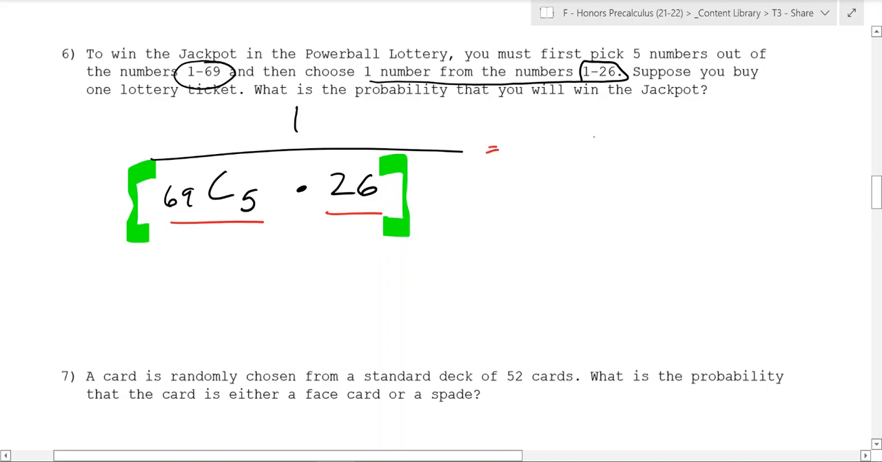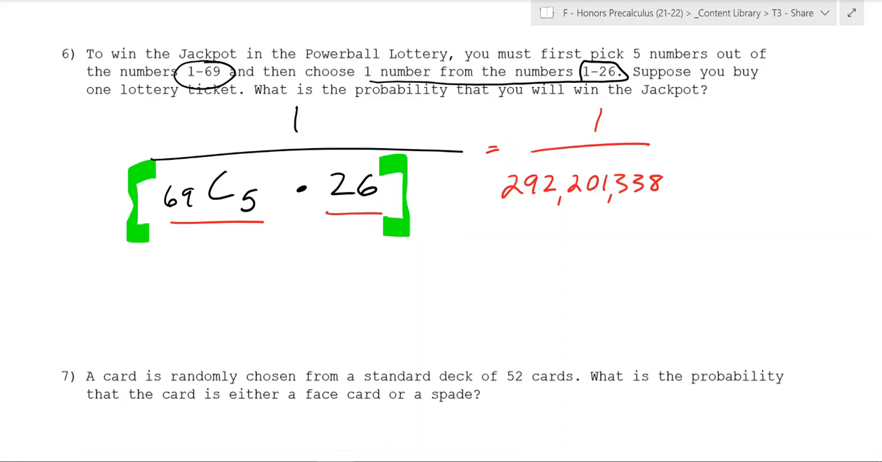When you do this out, it turns out to be 1 over 292,201,338. That's very, very small. That's the probability of it happening. It's like that's 1 person out of less than the population of the United States.